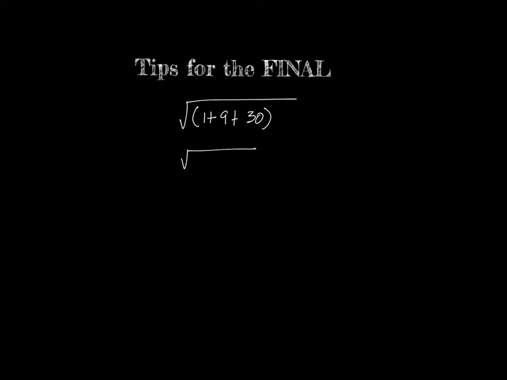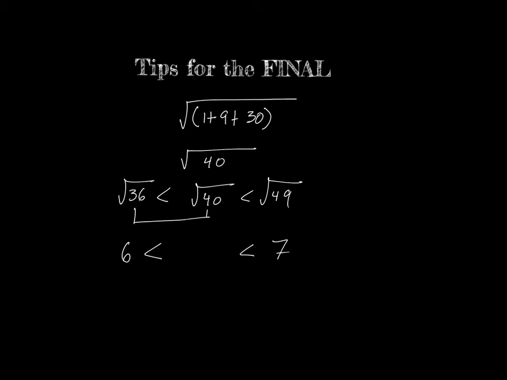Now we're going to do the square root of 1 plus 9 plus 30. So now that's going to give us the square root of 40. We know that the square root of 40 is going to be somewhere between the square root of 36 and the square root of 49. Now our answer is going to be between 6 and 7. The difference between 36 and 40 is 4. The difference between 36 and 49 is going to be 13. And we know that our answer is going to be 6 point something. So we use long division, 4 divided by 13. Okay, so our answer is going to be somewhere around 6.3.